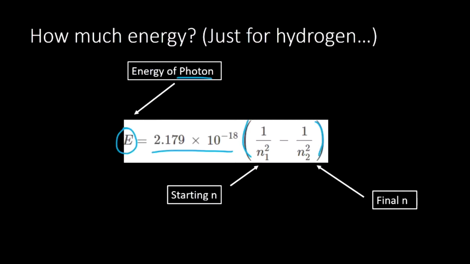In each case, we take the starting n and we plug it in right here. So say we went from n equals 1 to n equals 4. Well, then we would plug in a 1 to that first one and a 4 right here, and we square it. So that 2 there is telling us to square it. Okay, and we take the difference between those two. When we do all of that, we'll get out the energy.